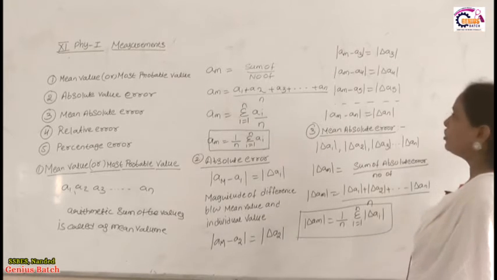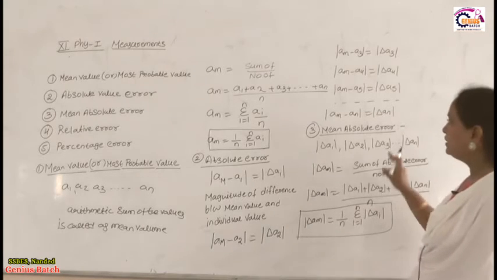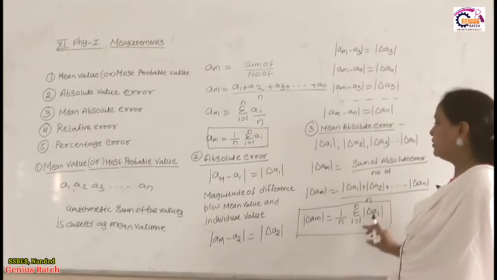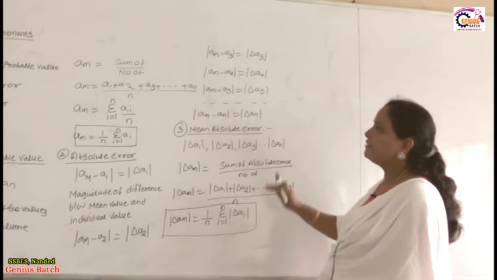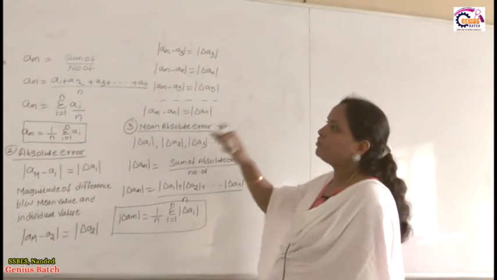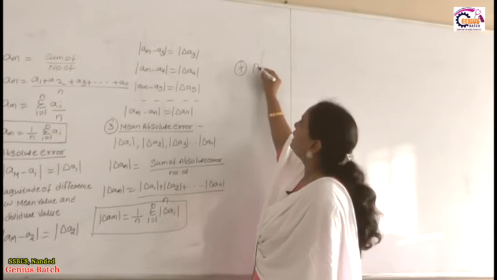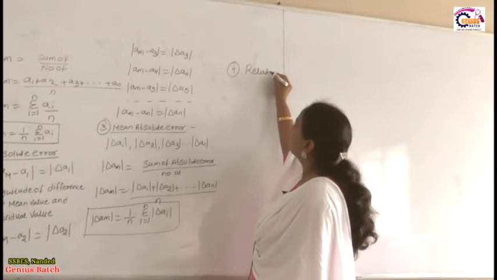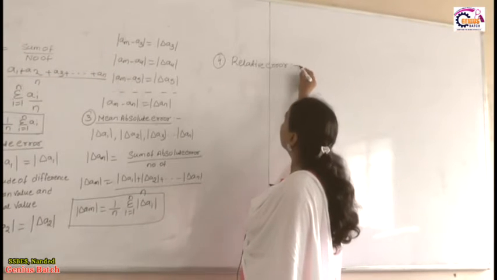Now, this was about the mean absolute error. We have found the mean absolute error, and we now come to the fourth step, that is the relative error. The fourth step is the relative error.